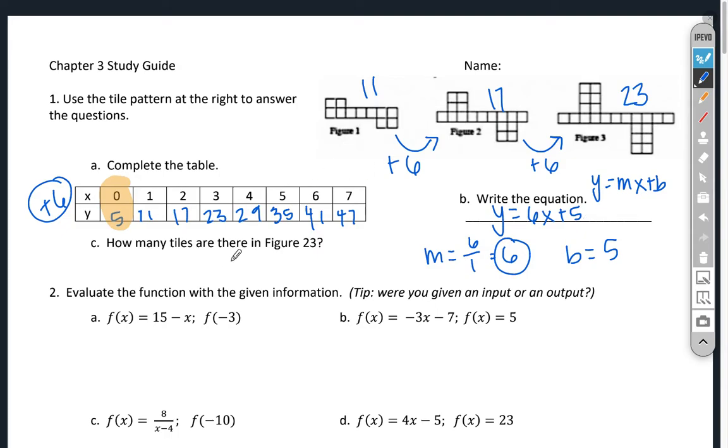All right, now it says how many tiles are there in figure 23. So notice that our figures are our x. So that means we can solve for 23 by plugging in for x. So we would do y equals 6 times 23 plus 5, and 6 times 23 plus 5 is going to give us 143 tiles. Make sure you're answering that in the correct unit. It's asking us how many tiles there are, so we need to answer it. There would be 143 tiles.